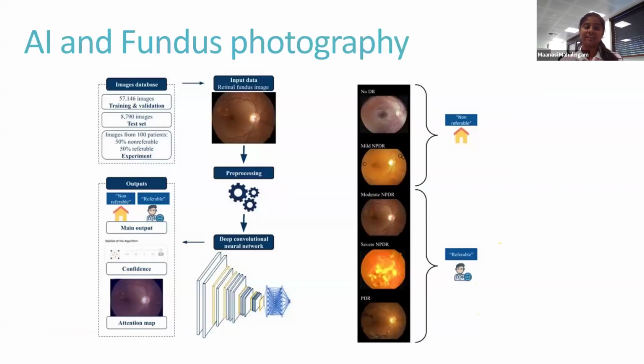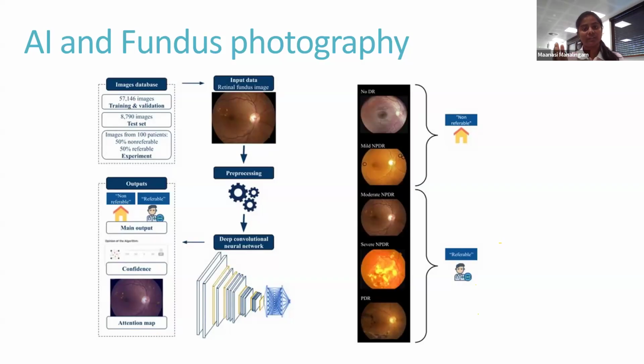So in order to integrate AI and fundus photography, you won't believe there were so many papers and so many models available all over the world, in different countries, where they have tried all these methods to see how it works. So this is a quick example of fundus photography, especially with diabetic retinopathy, processed with a deep convolutional neural network, and then it just says whether it's going to be non-referable or referable DR.